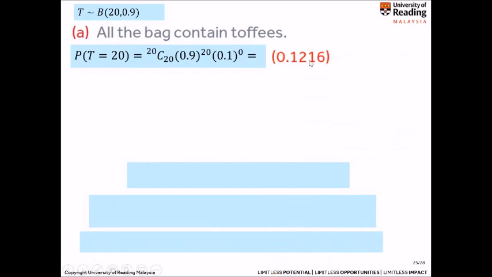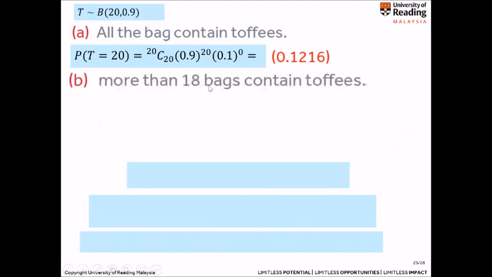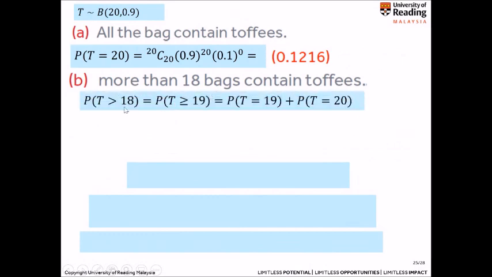So you work out, your answer should be 0.1216. More than 18 contain toffees. So if you have more than 18, you must change it to greater than or equal to 19. So you have to calculate P(T = 19) and T = 20.